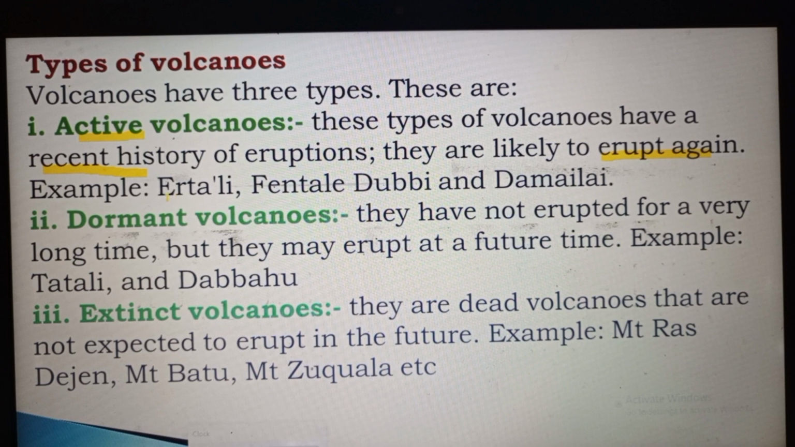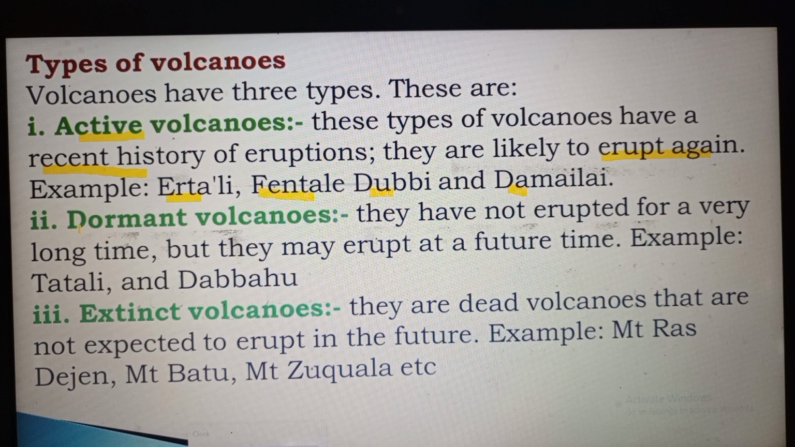For example, Ertale, which is found in the Afar region, Fantale, which is found in eastern Oromia around Awash National Park, Dubbi, and Dama Ali. These are examples of active volcanoes. Dubbi is found in Eritrea, and Dama Ali is found northwest of Lake Abe in Ethiopia. These are typical examples of active volcanoes.